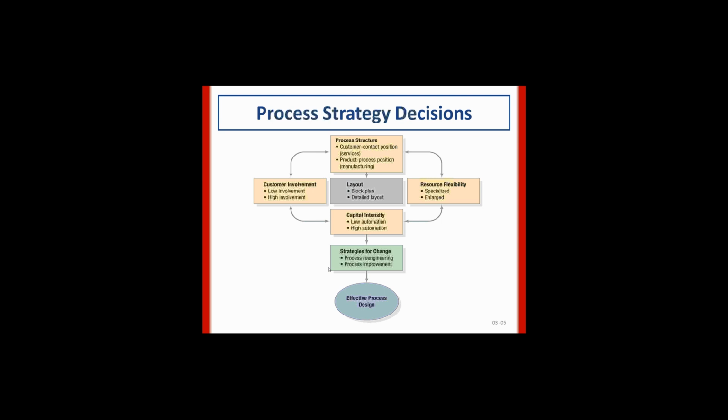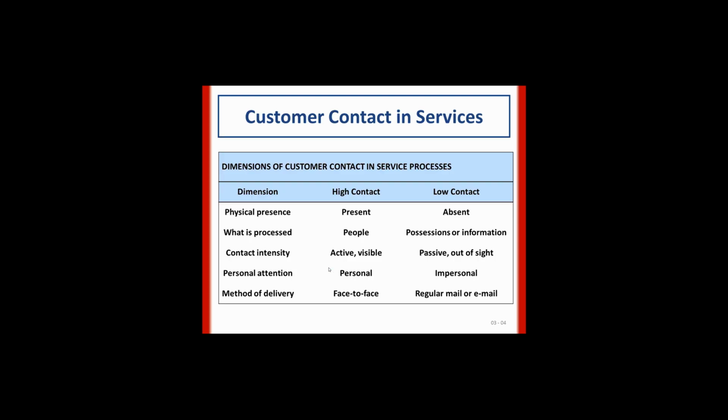An organization may choose many ways to change the process. It can be drastically changed, like with process reengineering, or it can be some type of small change, like process improvement. So, in this chapter, first we will discuss the types of process strategy that happen in service organizations.